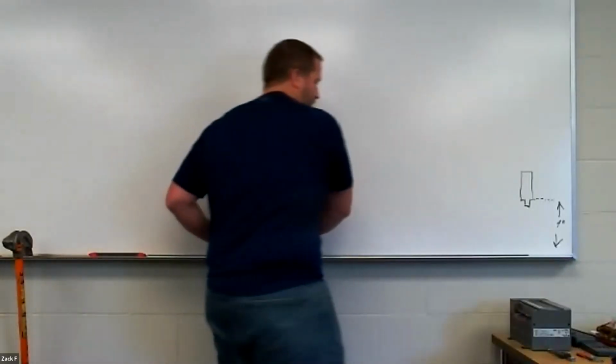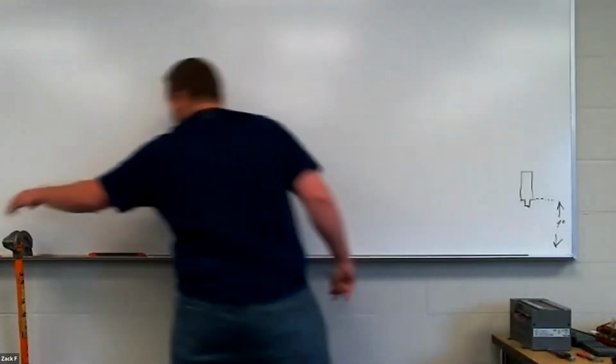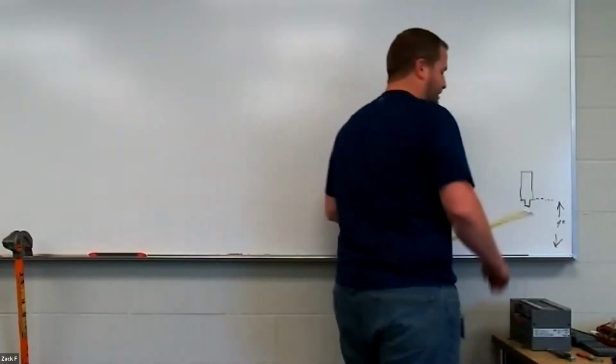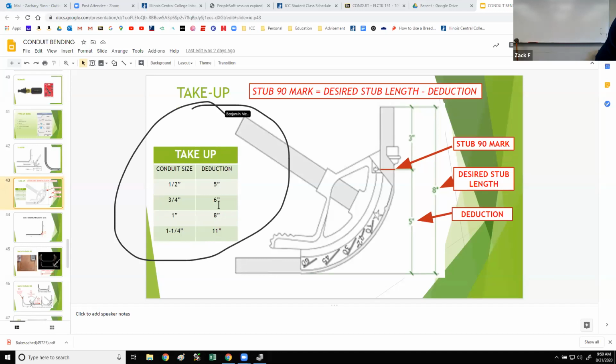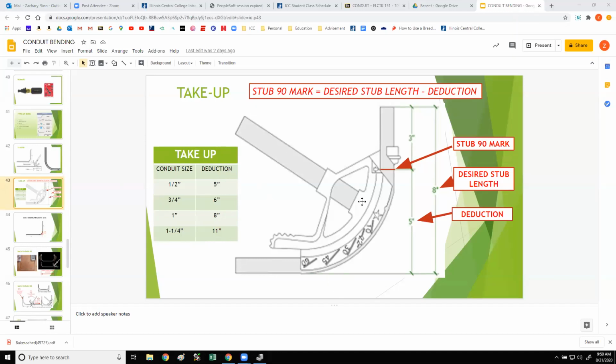So if I do this right, which I always do because I'm perfect, I'm just wondering how you know to mark it at 4 inches. You'll see. Oh, how do I know that? Look at that slide that says take up. And you will have this chart with you when you take tests. Take up, or some people call it deduct. It's 5 inches for a 1/2 inch hand bend. That just means that this is going to take up 5 inches of space.